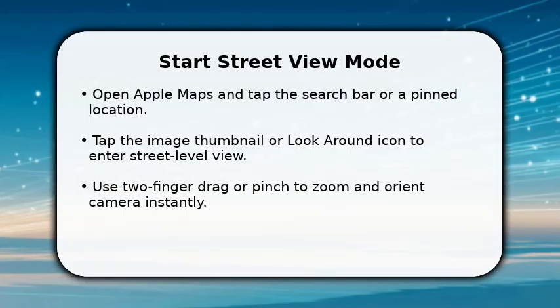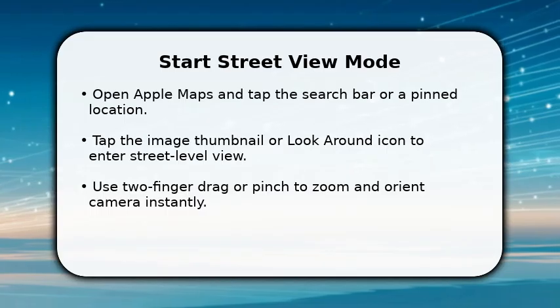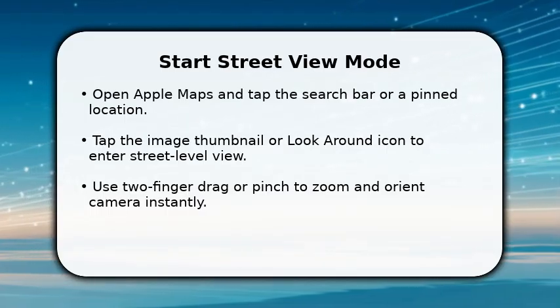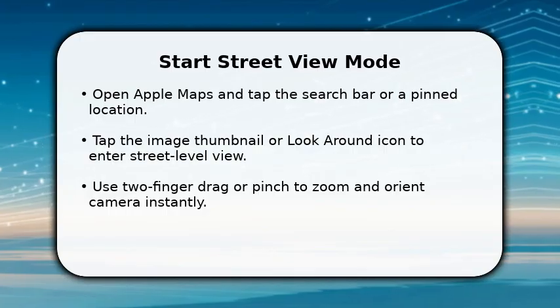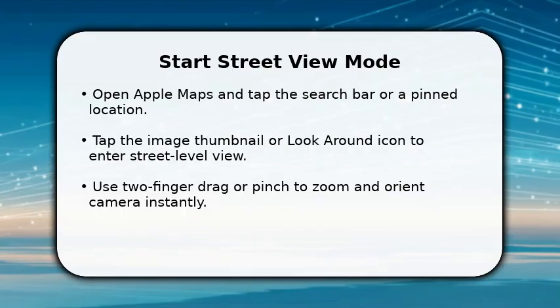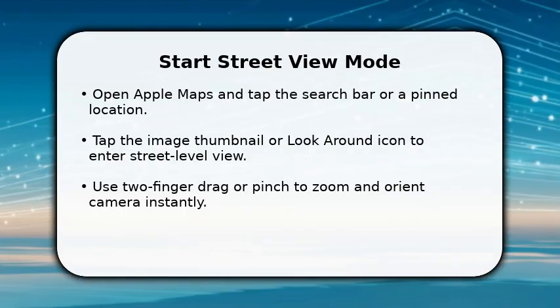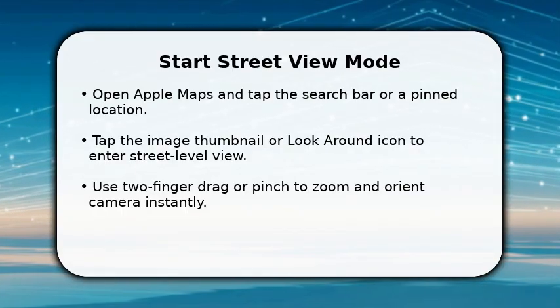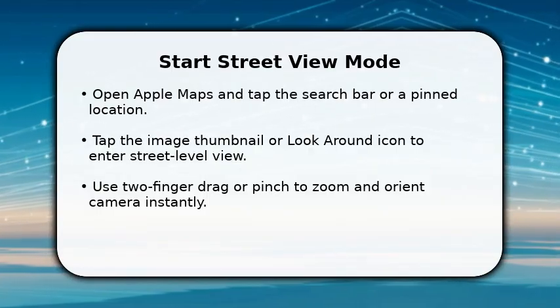You begin by finding the place you want to explore. Open Apple Maps and tap the location pin or search result. Once the thumbnail or look-around icon appears, tap it to load street-level imagery. You'll see a panoramic view. Use one finger to swipe and look around, or two fingers to zoom and tilt for perspective.